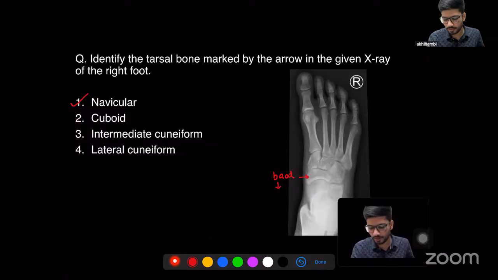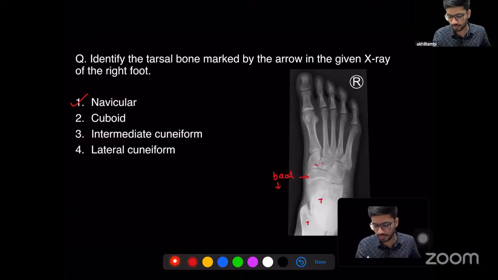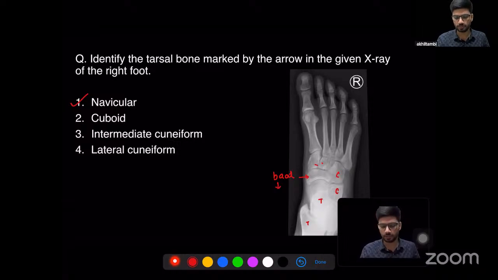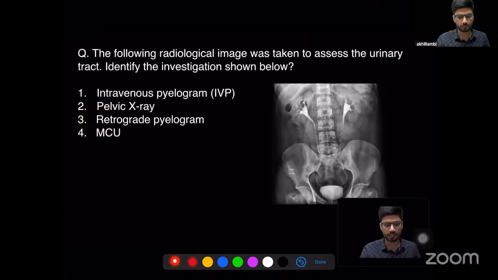Then we have the medial, middle, and the lateral cuneiform bones here, and then we have the tibia here. Then we have the talus over here, and calcaneum over here. Okay, and this one is the cuboid bone. Right. So this was the question asked most probably, and the answer was navicular. Then moving ahead to the next question.